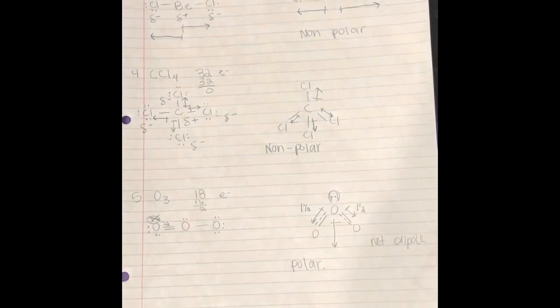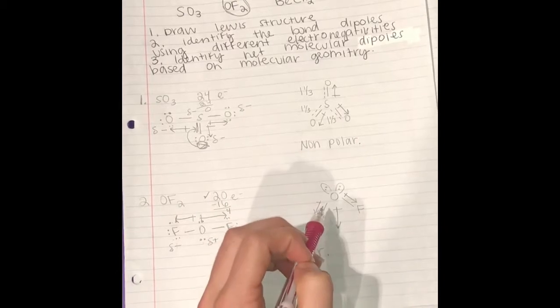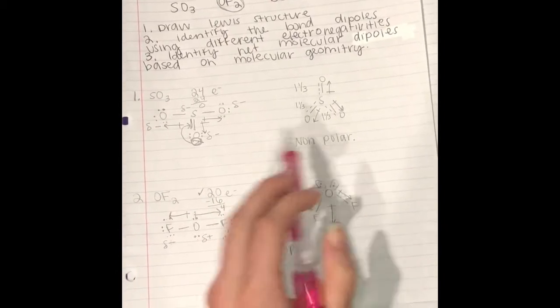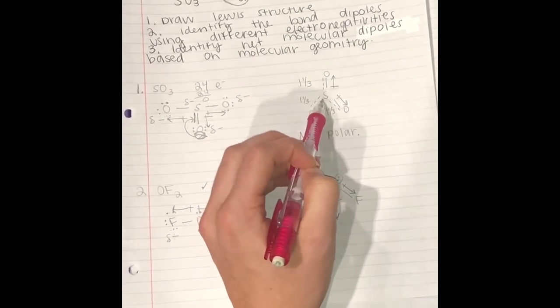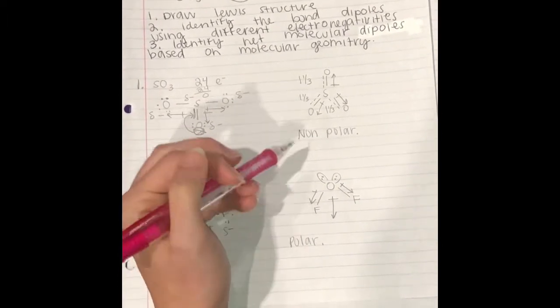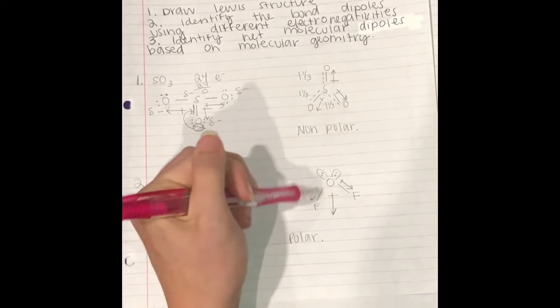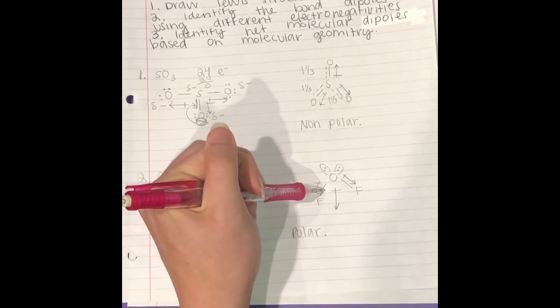Also, make sure to remember that for a nonpolar molecule, everything connected to the central atom has to be the same for it to be nonpolar. So whenever it's polar, there's going to be something different, like the non-bonding and the bonding electrons.